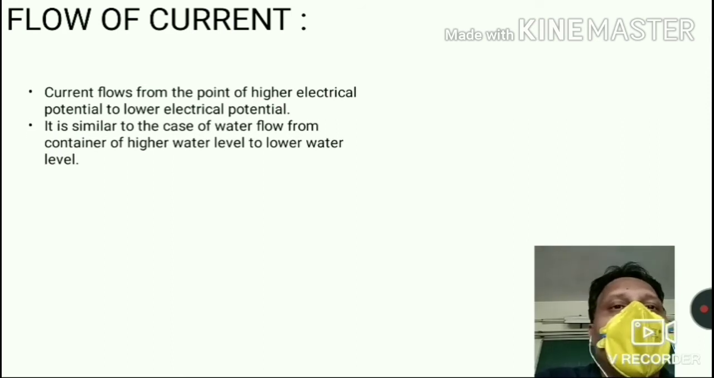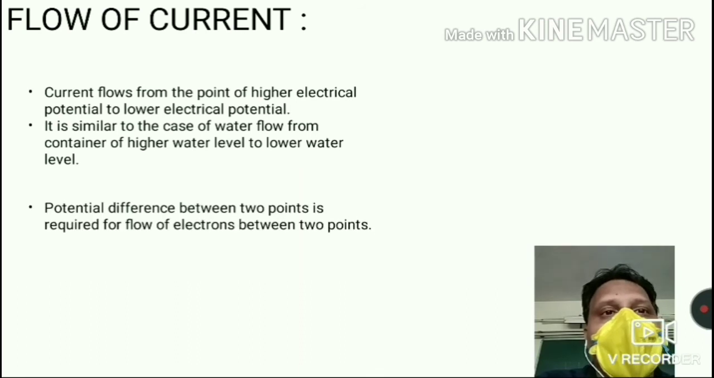It is similar to the case of water. For example, the tank at your terrace, if you open the tap at ground floor, the water moves from the higher terrace to the ground floor, it does not move from the ground floor to the top floor. For that we require a pump, that is a motor. We require extra energy for that. If the flow of water is under gravity, it moves from a higher level to a lower level, the same as current moves from a higher electric potential to a lower electric potential.